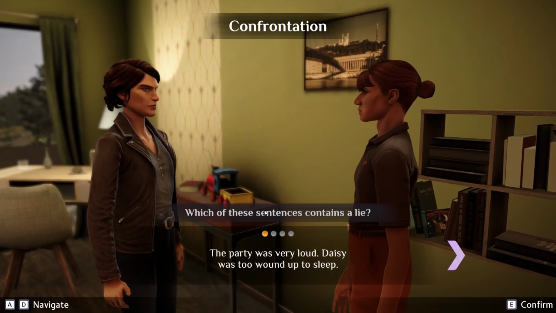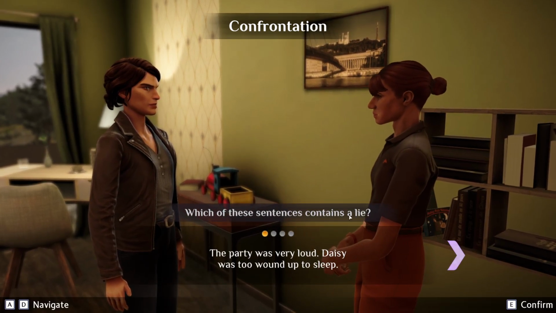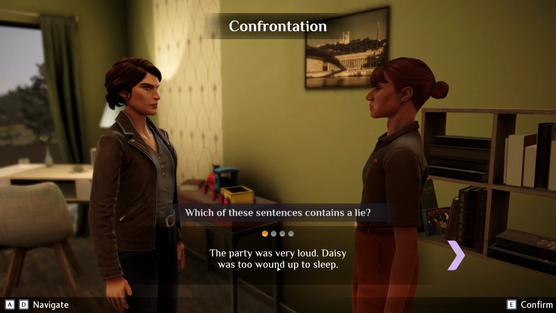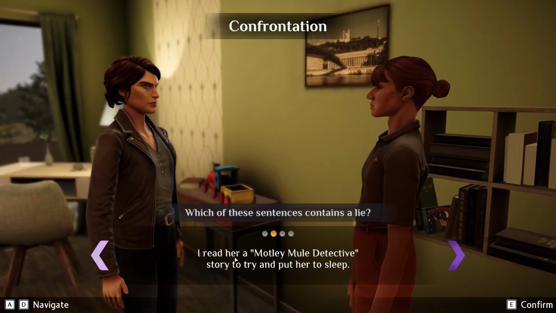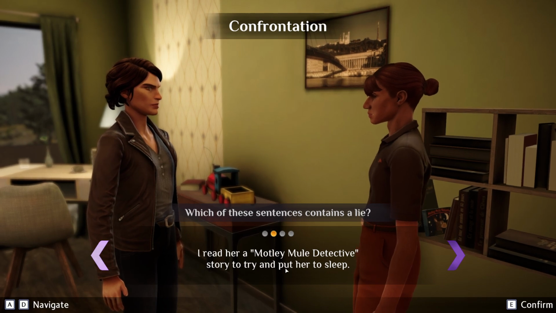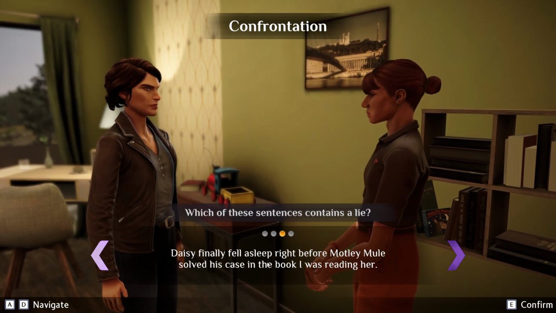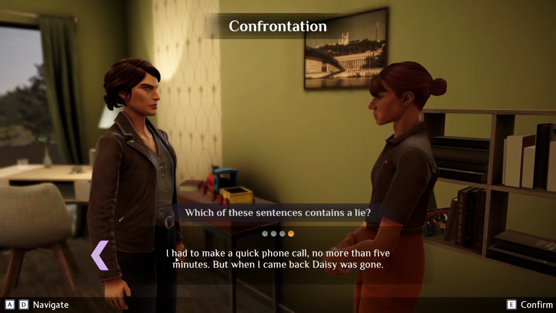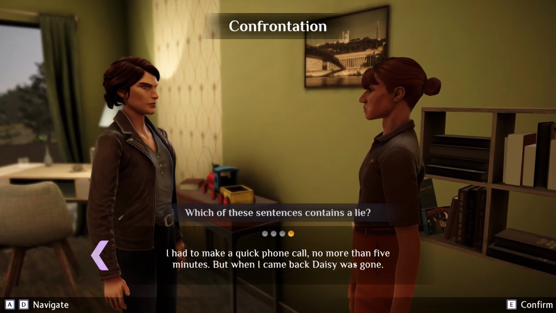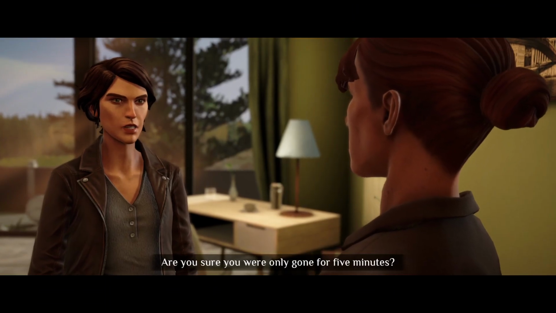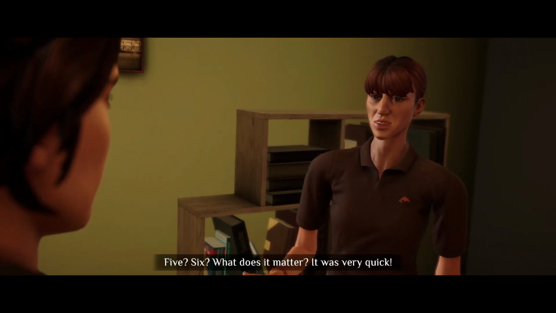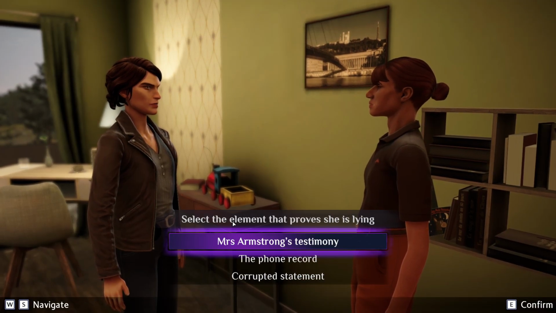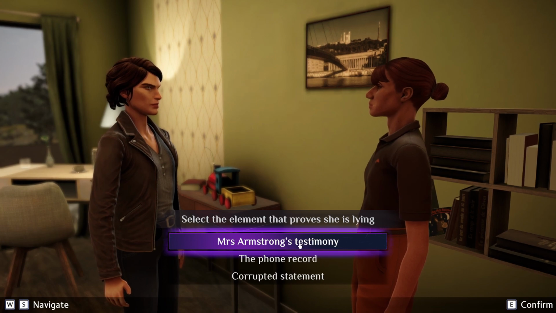Okay, so confrontation now. Which of these sentences contains a lie? The party was very loud. Daisy was too wound up to sleep. I read her a Motley Mule detective story. Daisy finally fell asleep. I had to make a quick phone call. No more than 5 minutes. I think this one. Are you sure you were only gone for 5 minutes? 5, 6, what does it matter? It was very quick. Select the element that proves she's lying.